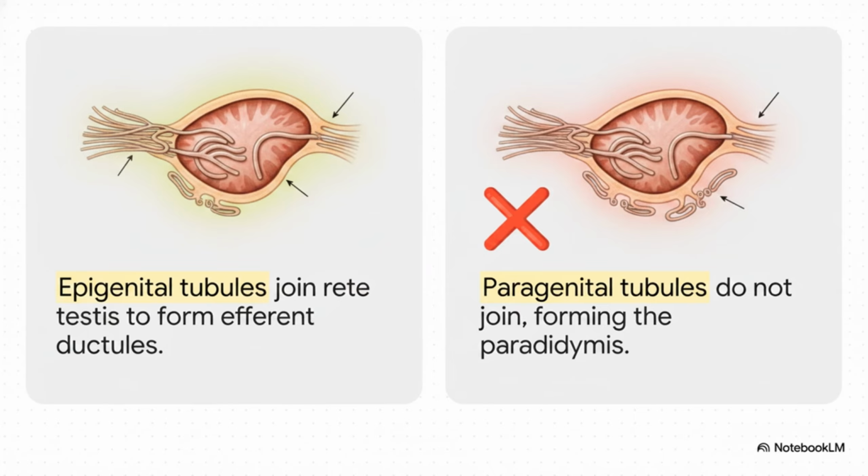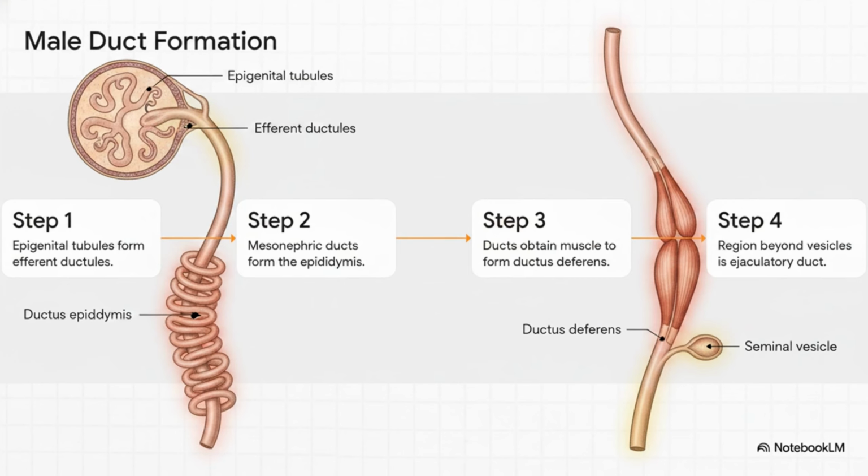However, the excretory tubules along the caudal pole of the testis are the paragenital tubules. They do not join the rete testis. Instead, their vestiges just sort of hang out and remain there, collectively known as the paradidymis. Please keep these two distinct in your mind. Epi connects, para misses. Let's trace this spatial journey from top to bottom just so you can mentally picture the continuous transformation of the mesonephric duct.